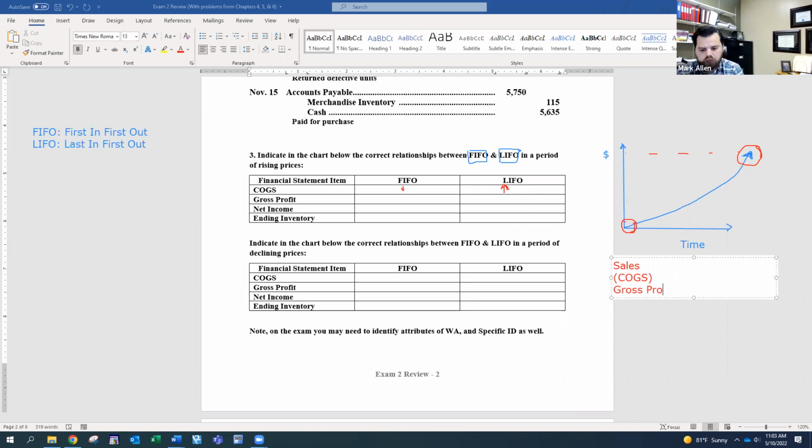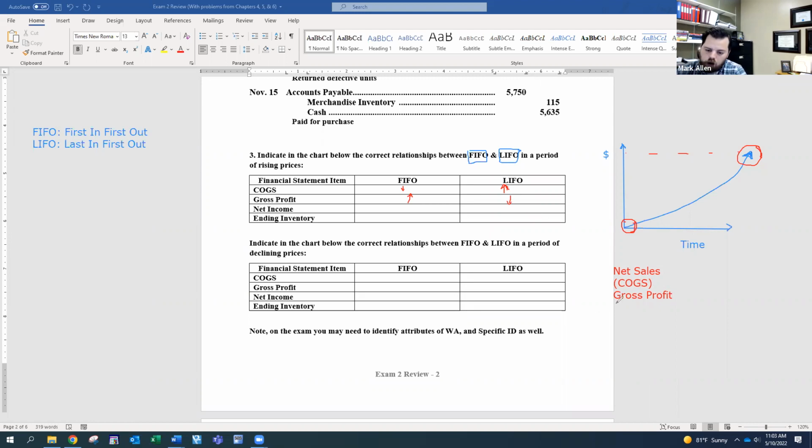Give me gross profit. Whether I use FIFO or LIFO, and truthfully this is net sales, that number is not changing. The cost of goods sold is. If I'm subtracting a smaller number, then my gross profit is higher under FIFO. And I'm subtracting a bigger number under LIFO, so this is lower.